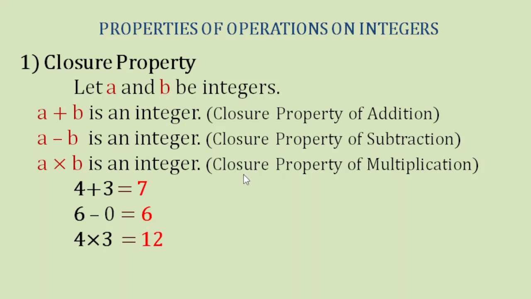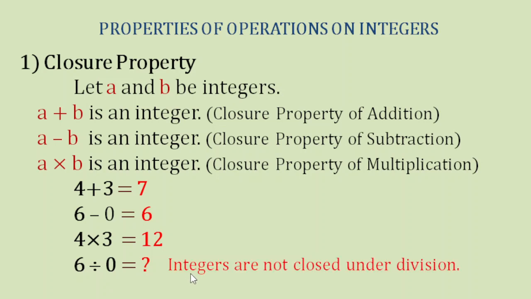But why don't we have closure property of division? Let us consider this statement. 6 divided by 0 equals what? What's the answer? The answer is undefined. Even though 6 and 0 are integers, see, the answer is not an integer. So therefore, we can say that integers are not closed under division.